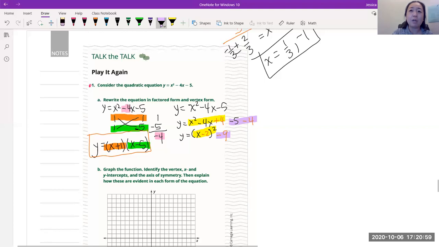The +4 goes with that perfect square. Remember that little part that we were missing? We're going to add it in, but then we're going to take it out in that purple section right here. So it's actually not there. Oh, it's just 0. So now we have it in vertex form. Yay. So we have both forms right here. So this is factored form.